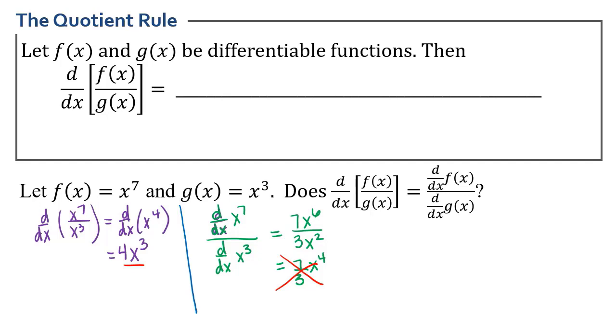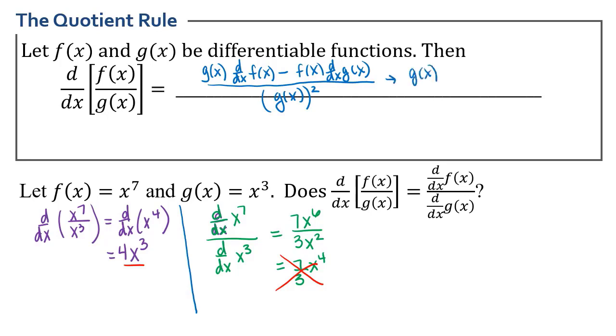So the formula for the quotient rule is as follows. It is the function in the denominator times d over dx of f of x minus f of x times d over dx of g of x all over g of x squared. Again, if you want to write that with fewer letters, it would be g of x times the derivative of f of x minus f of x times the derivative of g of x all over g of x squared.